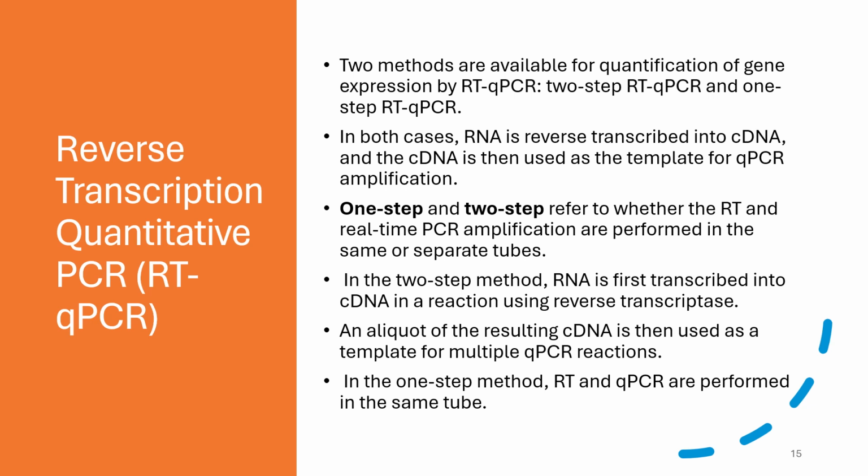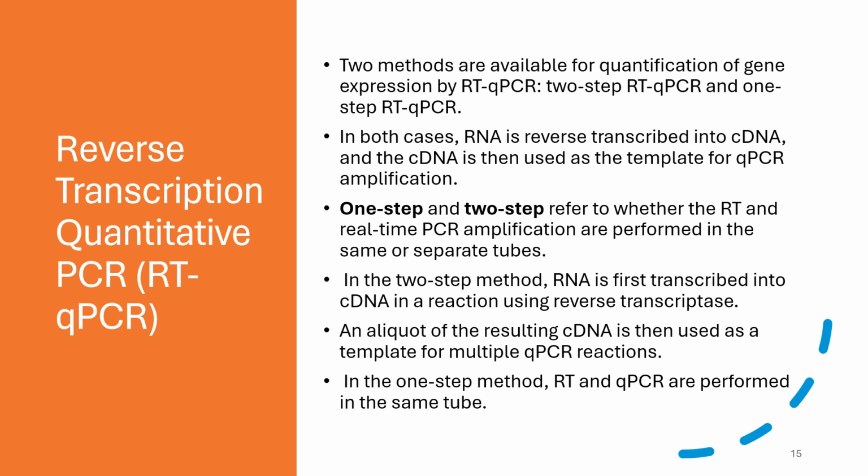Reverse transcriptase quantitative PCR is used for diagnosis of viruses having RNA as their genetic material. Two methods are available for quantification of gene expression by real-time qPCR, two-step RT-qPCR and one-step RT-qPCR. In both cases, RNA is reverse transcribed into cDNA and the cDNA is then used as a template for qPCR amplification. One-step and two-step refer to whether the reverse transcription and real-time PCR amplification are performed in the same or separate tubes.